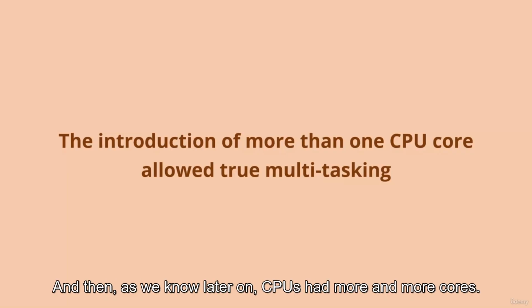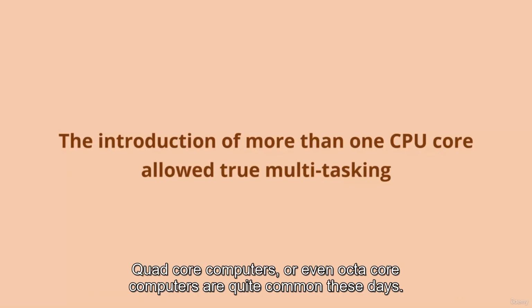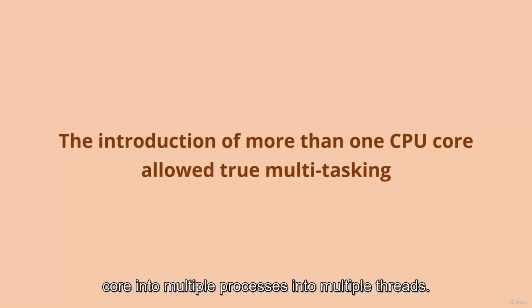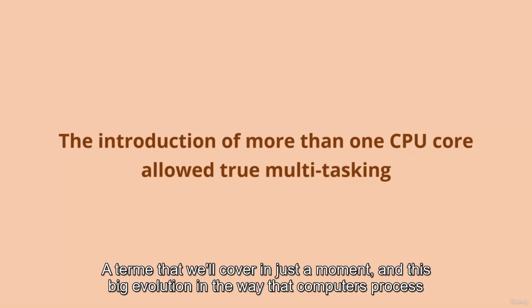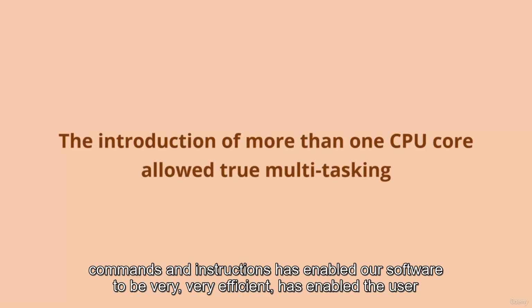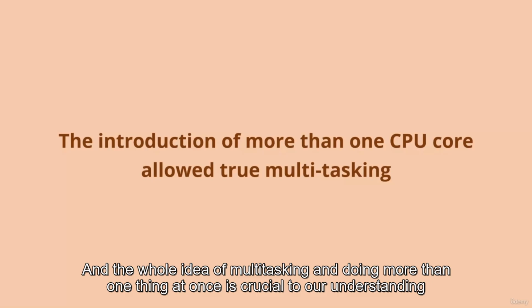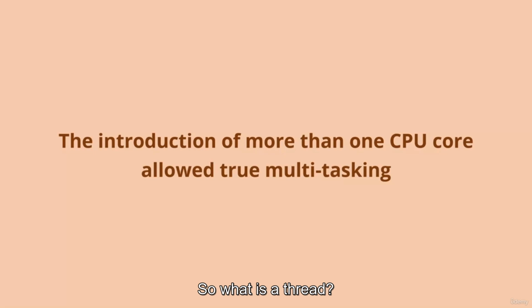And then, as we know, later on CPUs had more and more cores, quad-core computers or even octa-core computers are quite common these days. But not only that, there have been certain technologies introduced that allowed the splitting of a single core into multiple processes, into multiple threads, a term that we'll cover in just a moment. And this big evolution in the way that computers process commands and instructions has enabled our software to be very, very efficient, has enabled the user experience to be more and more smooth, free of interruption. And the whole idea of multitasking and doing more than one thing at once is crucial to our understanding of threads. So, what is a thread?